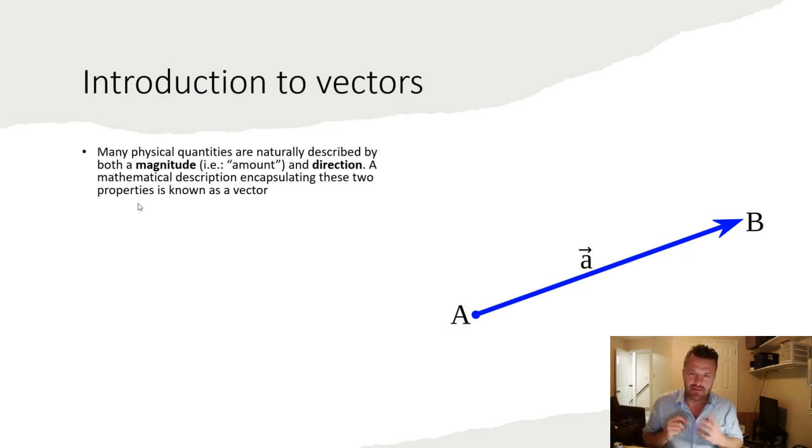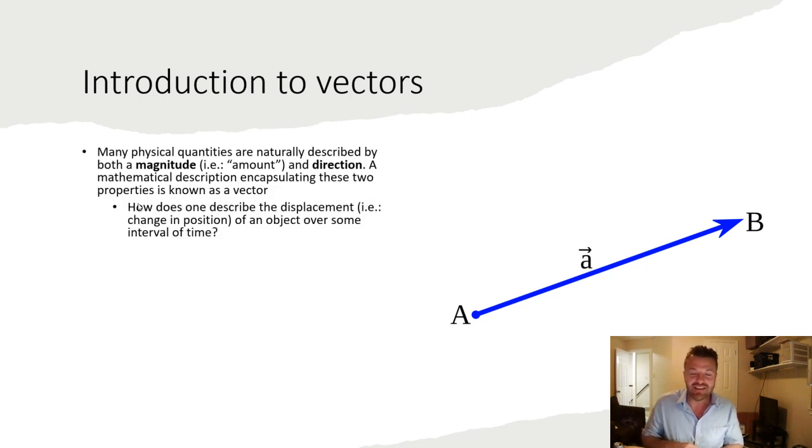So let's introduce vectors. Vectors are physical quantities that are unambiguously described, meaning you need to know both their magnitude, which put simply is how much or amount, along with their direction, which put simply is the orientation, or maybe direction is even a clearer word to understand. So any physical quantity that's described by both a magnitude and a direction is a vector.